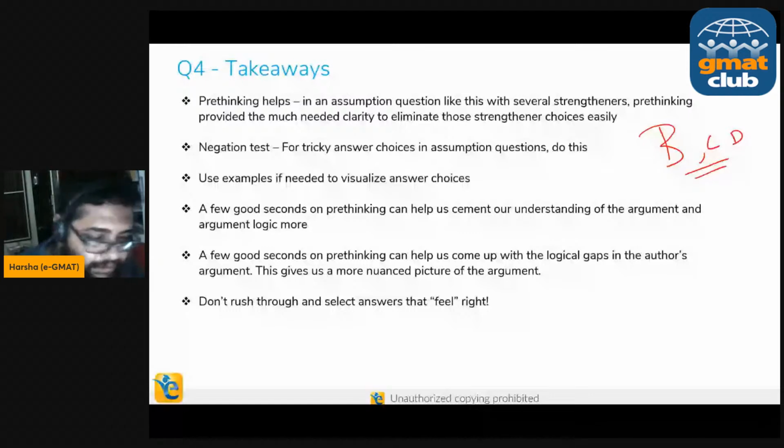The negation test, of course, we again saw how to do the negation test. The core point is this: spend a few good seconds on pre-thinking. It genuinely helps you understand the logic. How did we figure out that relationship? It's only when we did that pre-thinking.